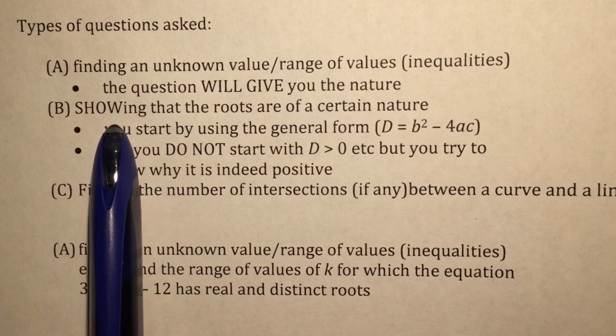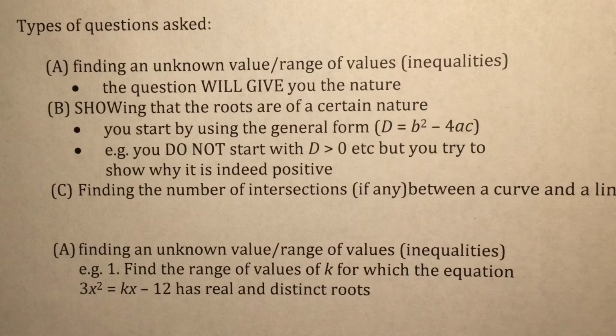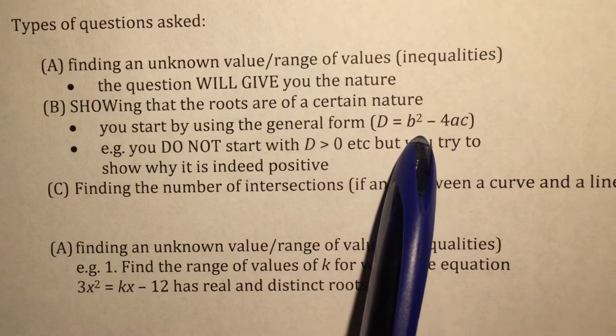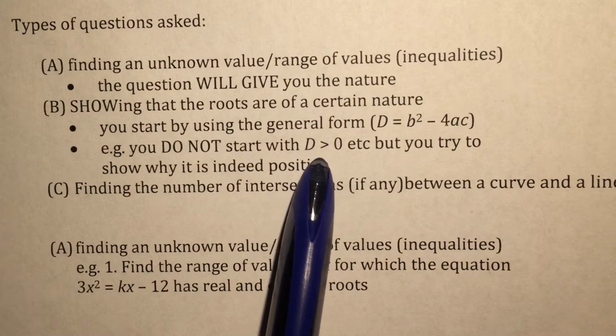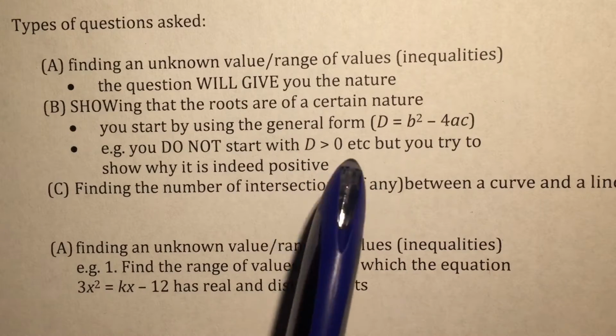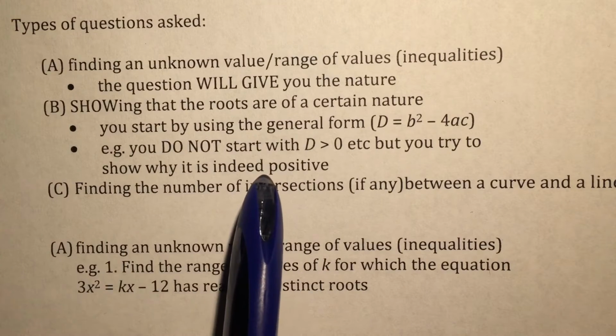Now the second type is showing that the roots are of a certain nature. So they are asking you to show. So you do not use what you are supposed to show at the very beginning. You use the general discriminant form instead. So you do not start with D greater than 0 or whatever, but you are supposed to show why it is indeed positive or negative or equals to 0 and so forth.